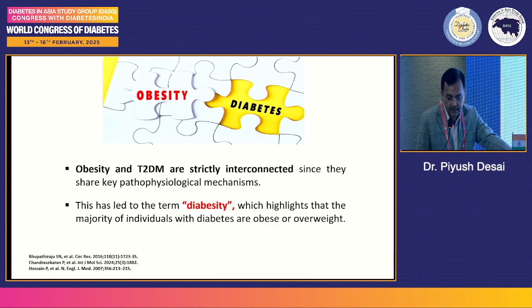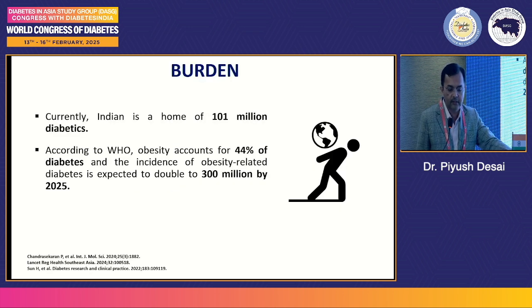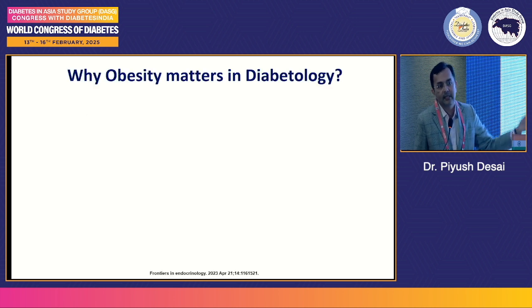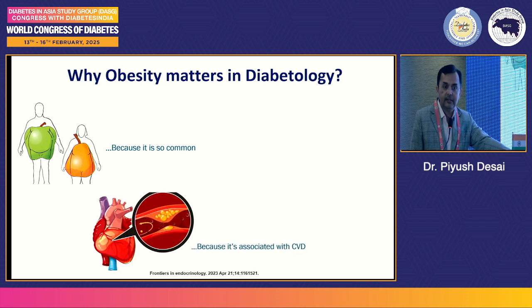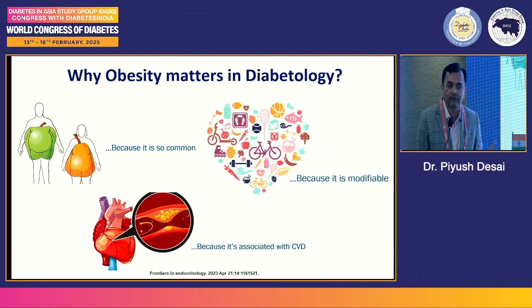And diabesity is nothing but a combination of this deadly duo, with almost half of the patients suffering from both obesity and diabetes, and the numbers are increasing day by day because of changes in our lifestyle. Why does obesity matter in diabetology? Because it is common, and because it is associated with CVD. My next speaker is going to put emphasis on this part. That's why we have to treat obesity, because it is a modifiable risk factor.